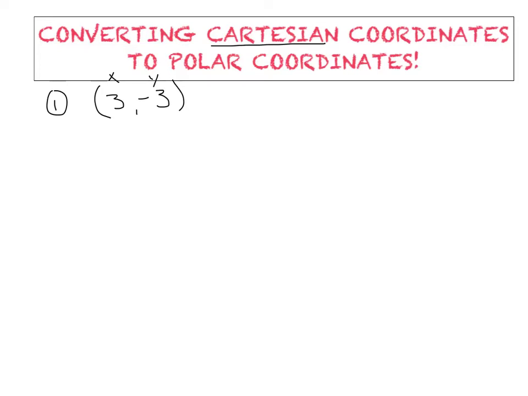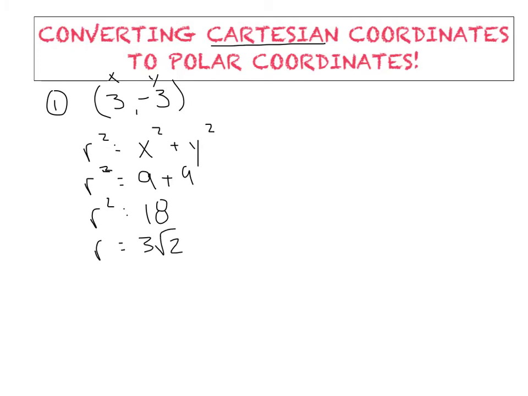So as far as finding the r, I always think that's the easiest. We're just going to use the first rule on our list of the big 4. And we're going to say that r squared equals 9 plus 9, so we got r squared equals 18. I got r equals radical 18, which I simplified to 3 radical 2, so there's that.